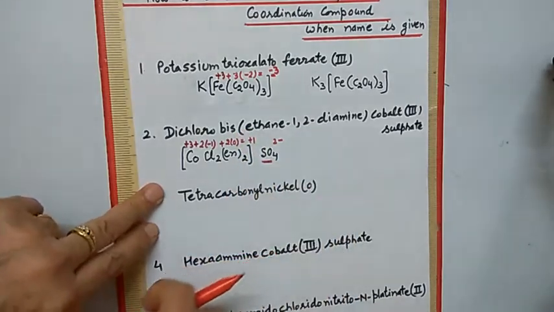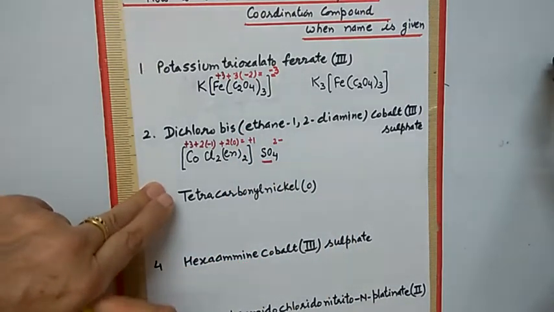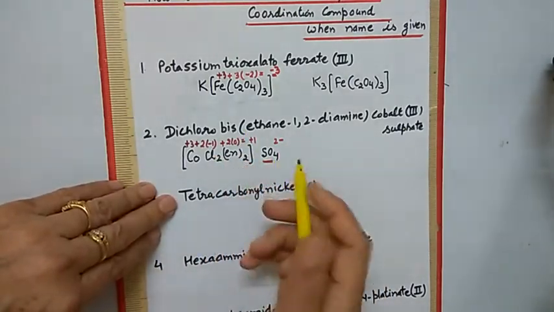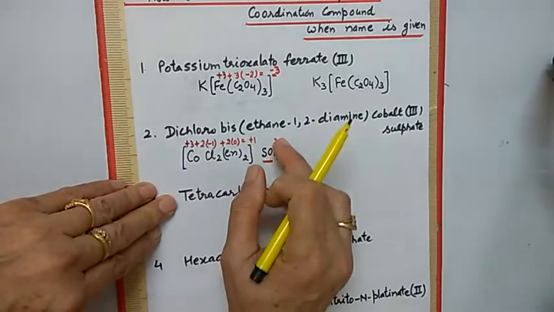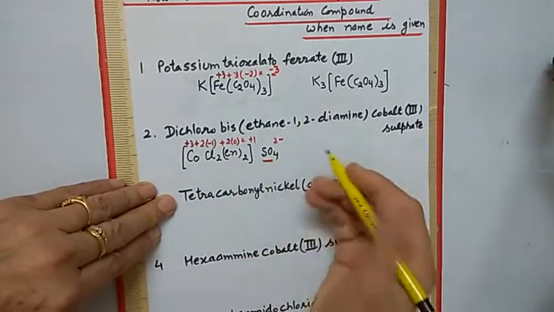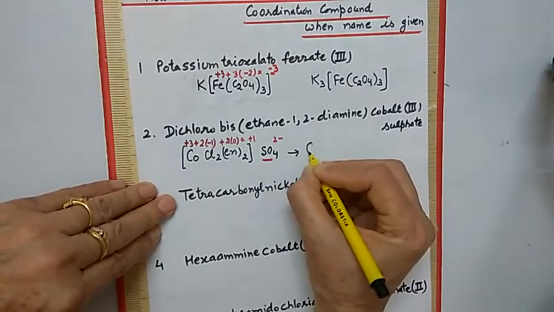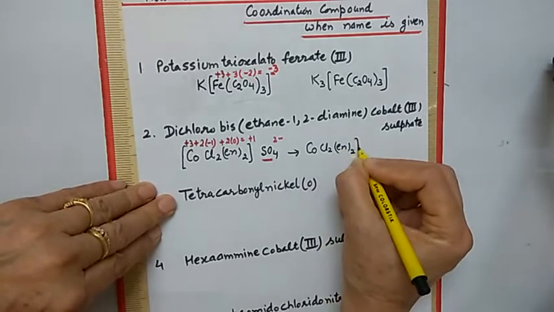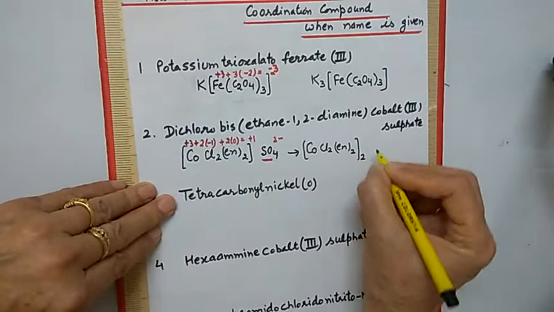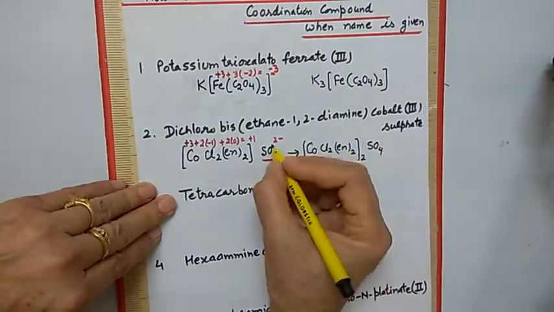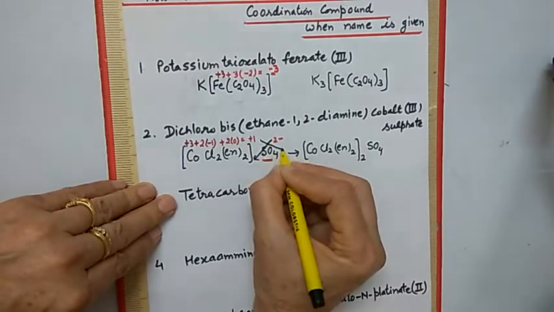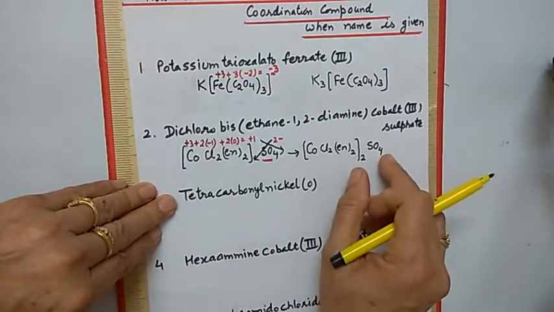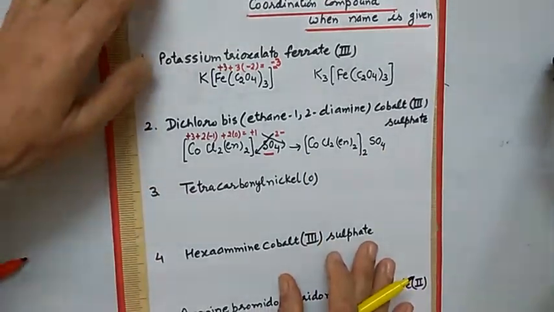We cross multiply. You have studied in your lower classes that valencies are cross multiplied while writing formulas. This is carrying plus 1 charge, this is carrying 2 negative. To balance these, we cross multiply and the formula will become [CoCl2(en)2]2SO4. The 2 is multiplied here and 1 goes with sulfate. So [CoCl2(en)2]2SO4. Now come to the next one.